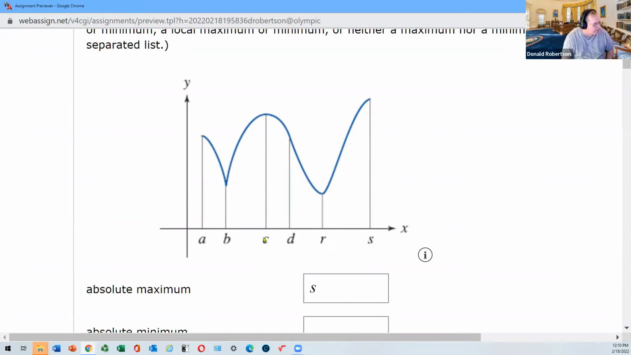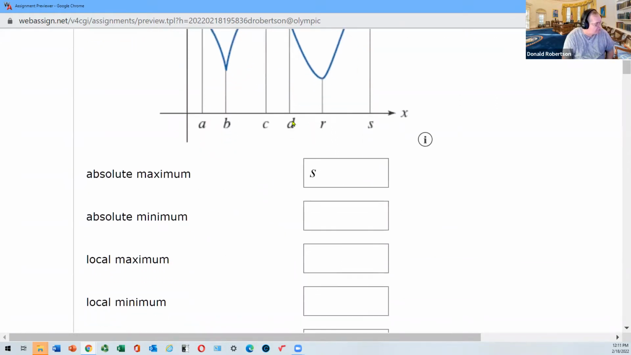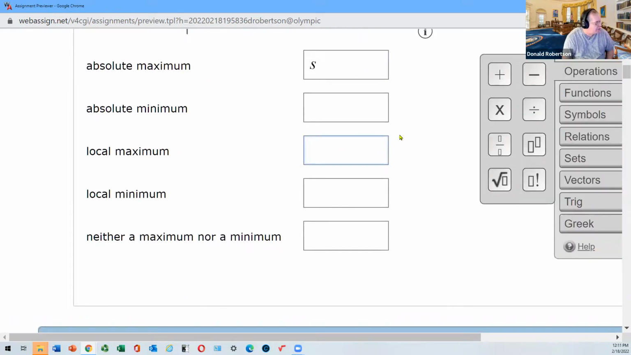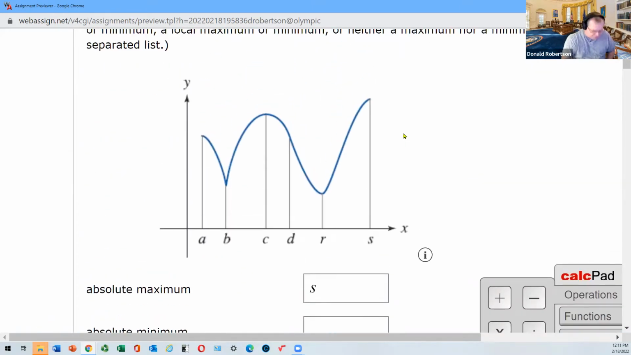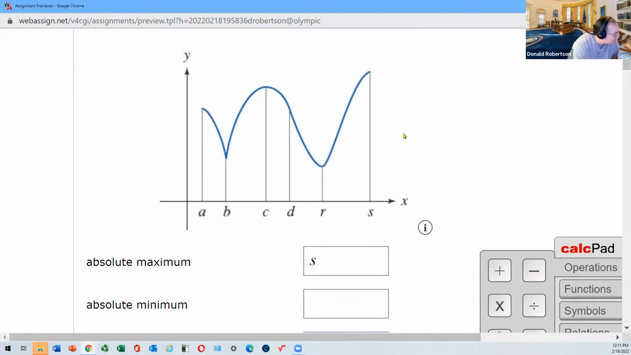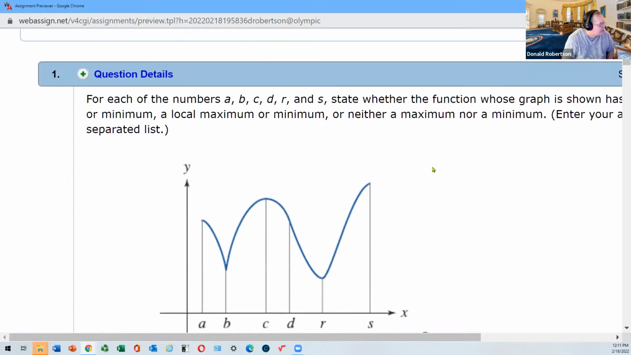Have we all agreed that C is a local maximum, right? So I'm going to go here and put in a local maximum at C. So that's that covered. Now back to the shape.